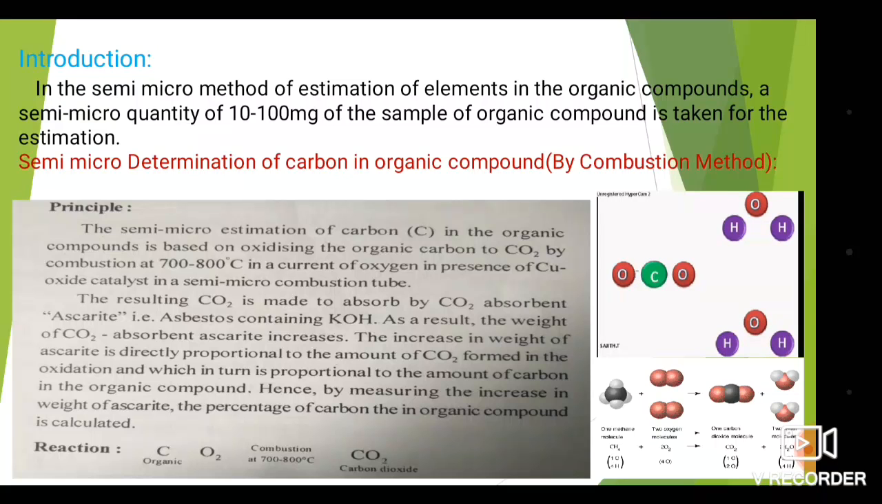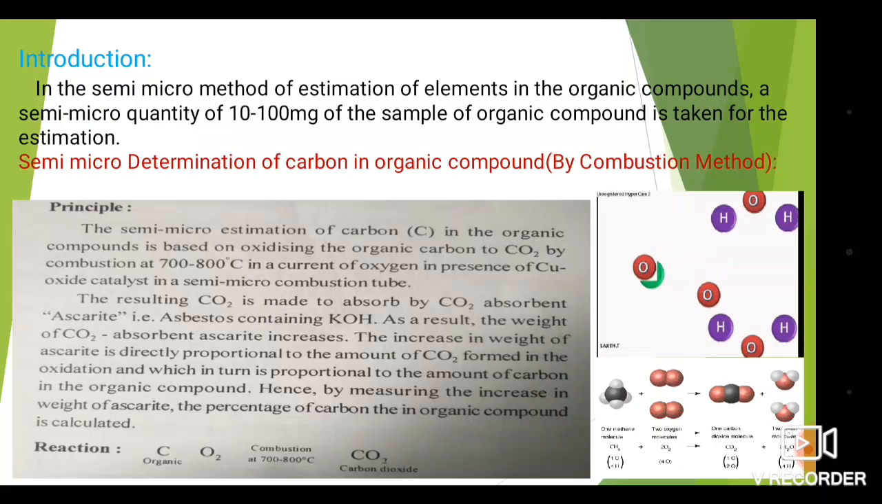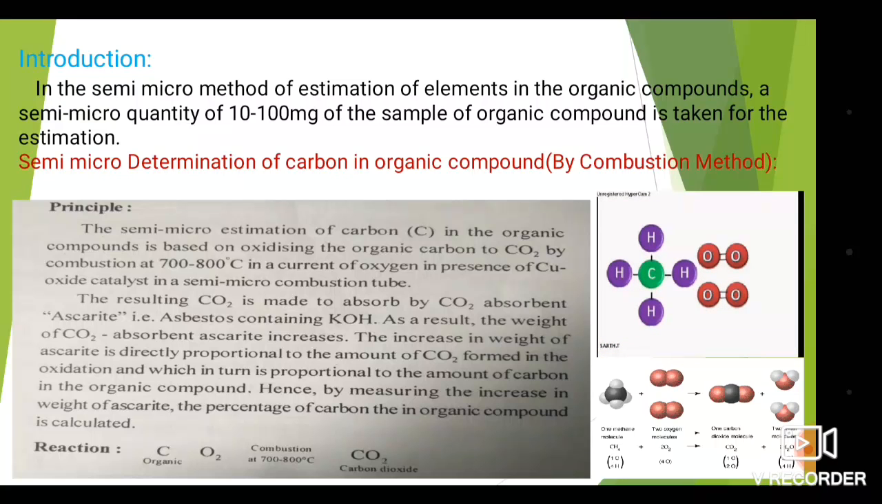As you already know, you have done in the chemistry practical the analysis of inorganic salt, in which the element detection is there. So element detection is done with the help of the Lassaigne's test or the fusion tube or fusion method. This is somewhat different from what we are going to learn, that is the combustion method.